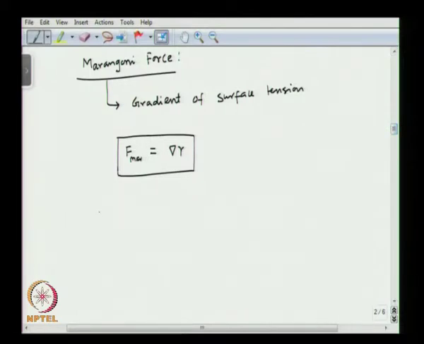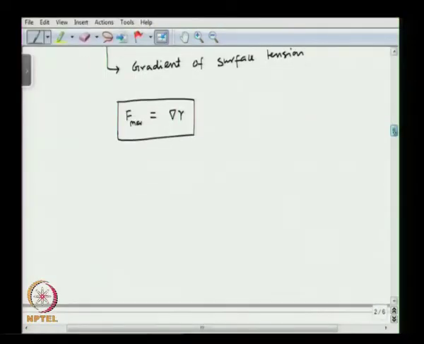So, let us say we heat water from let us say 50 degree to 70 degree, the surface tension will change at different locations depending on how we are heating. Because of the heating, the surface tension can change and which can induce the force for the fluid to move in certain direction, and this is possible because of the Marangoni force. So, this gradient of surface tension is possible because of heating. It is also possible by addition of surfactant.